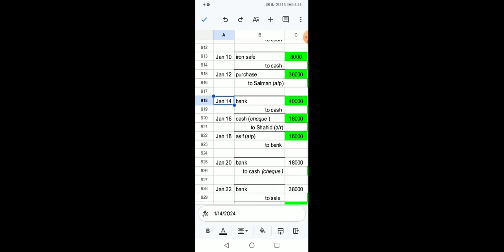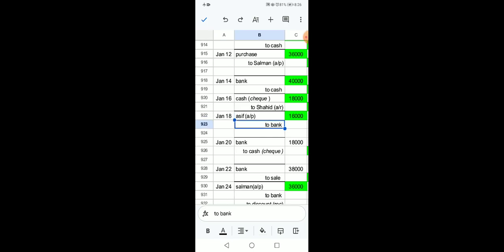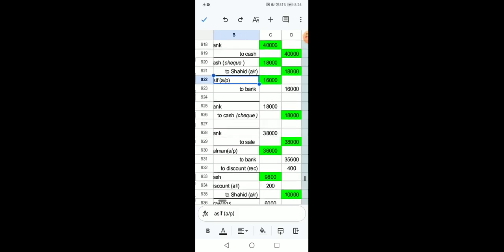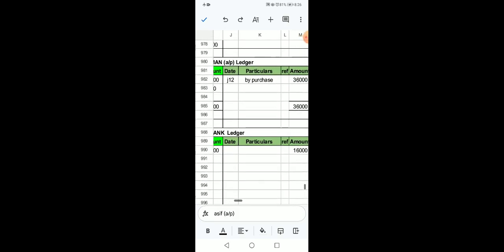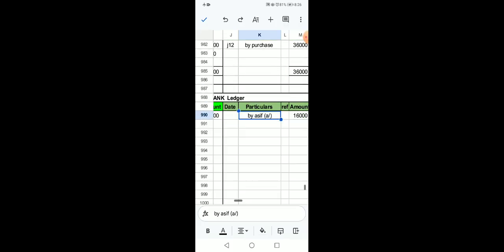So we will be looking for bank. Now, from the first entry, bank was debited by 40,000. The next entry is bank credited by 16,000. So go to the bank ledger and write down 16,000 on the credit side. See what is the reference for this 16,000. What is written on the opposite side? Asif, account payable. So you will be writing the name of Asif, who was your account payable, in the reference column.